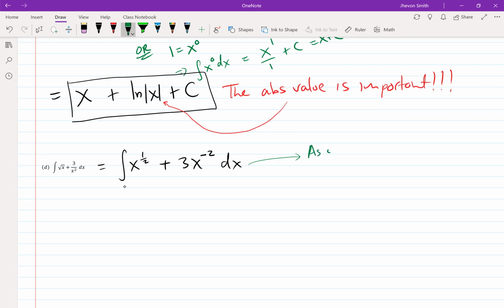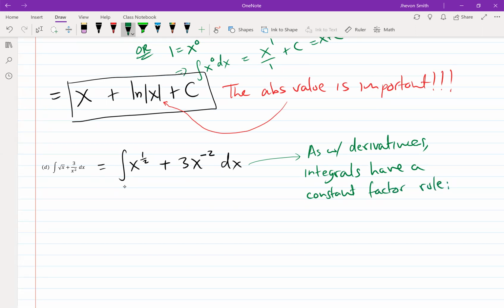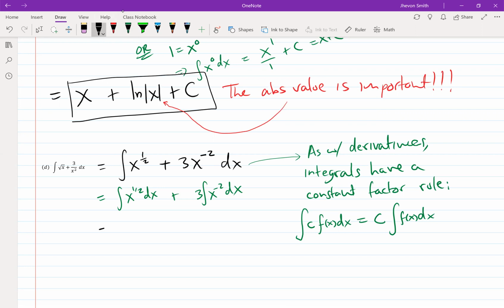So as with derivatives, integrals have a constant factor rule, i.e., if I want the integral of a constant times f of x, I could leave the constant alone and find the integral of the f of x. Okay, so I can factor constants out and just worry about the function part. So this part, I can just think of it as, again, the integral would distribute across the sum, and at the same time, I can factor the constant outside of this one. Now, you don't need to write this line down, but that's the way you'd think about it in your head.